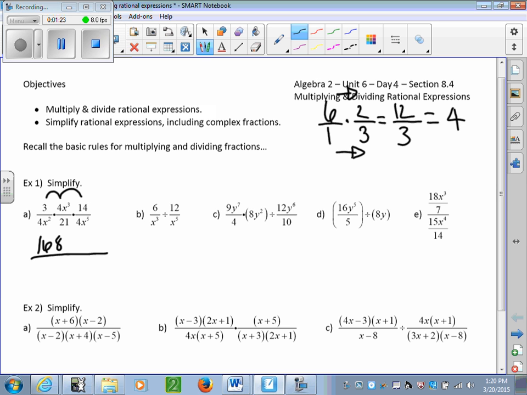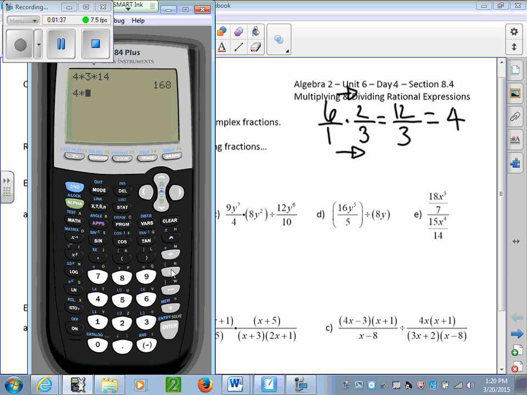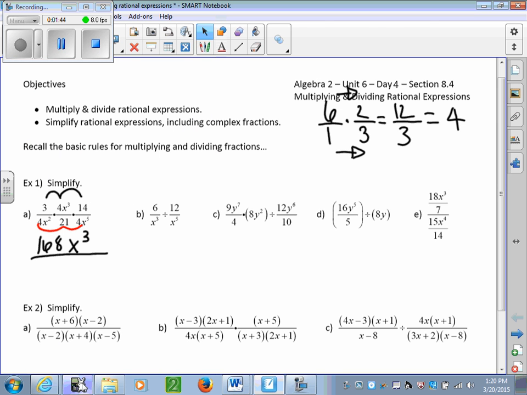So that will give me a 168 in my numerator. And then I have an x cubed in the numerator, so I'm just going to write down the x cubed. I have no other x's in the numerator I need to combine that x cubed with, so I just write down the x cubed. Now I'm going to do the denominator. I have a 4 times 21 times 4. So I go to my calculator. 4 times 21 times 4 gives you 336. So I get 336 in the denominator.